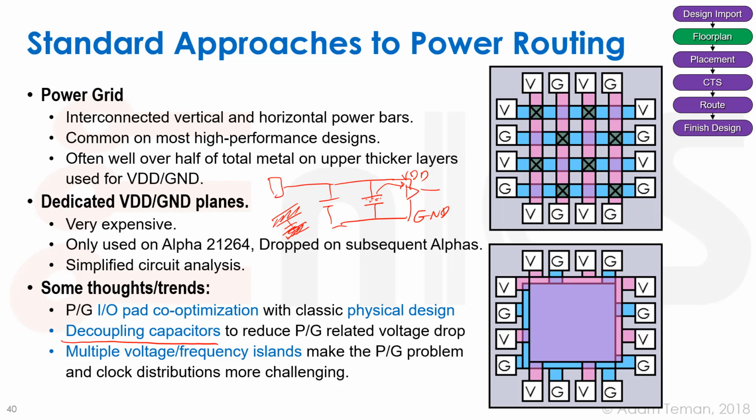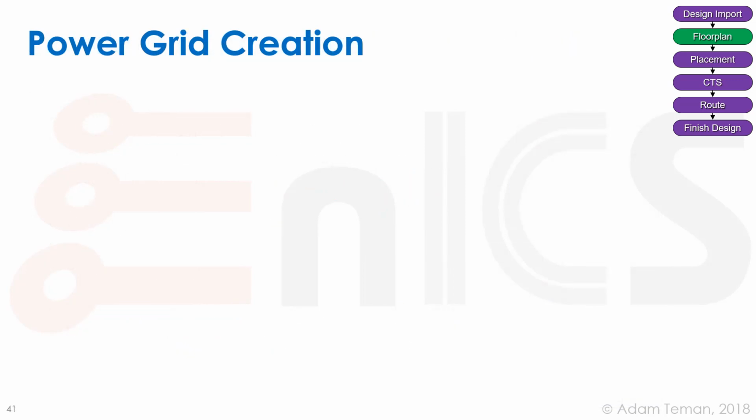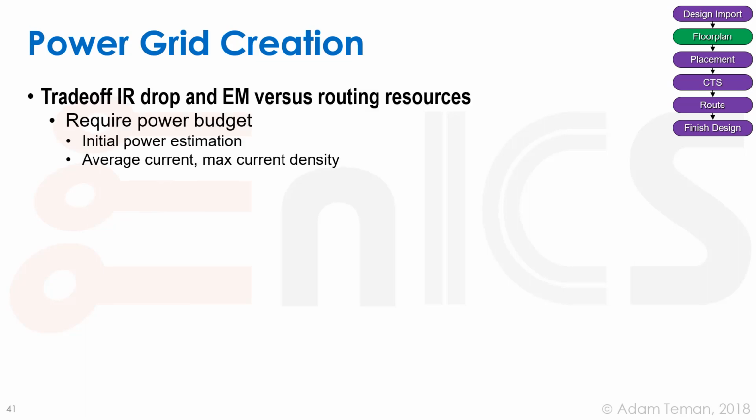When we want to go over to multiple voltage and frequency islands, as we discussed before, the power ground problem and clock distribution becomes much more challenging. So how do we create power grids? We're going to trade off IR drop and electromigration versus the routing resources. Remember, the more power we put, the better our IR drop problem and our electromigration problem will get, but we'll have fewer resources for routing our signals themselves.